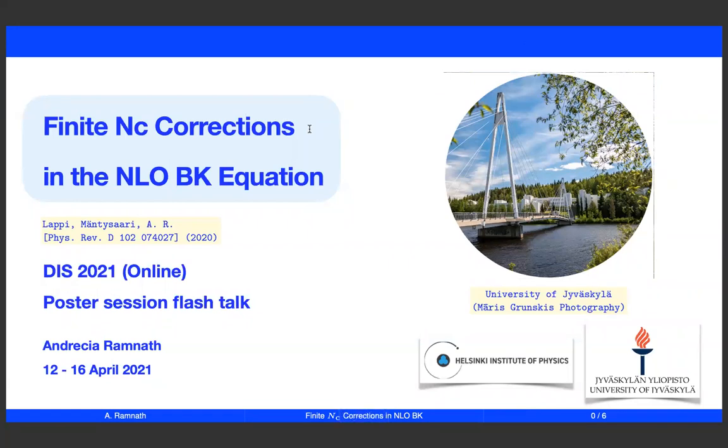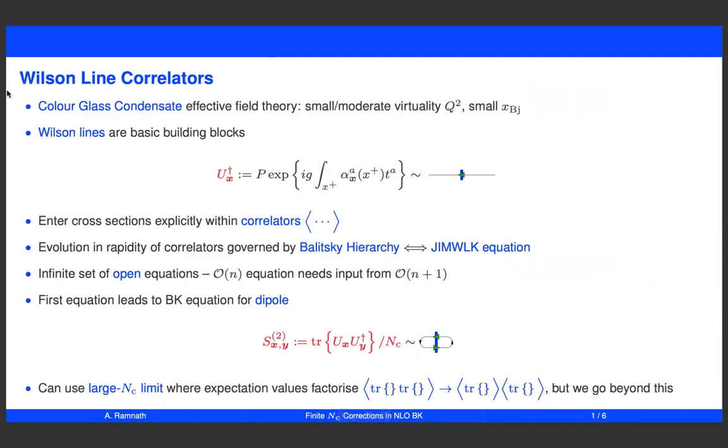Hello, I would like to tell you how we calculate the finite Nc corrections in the next to leading order Balitsky-Kovchegov equation using the Gaussian approximation. We work within the color glass condensate effective field theory, where Wilson lines are the basic building blocks. These enter cross-sections explicitly within correlators, and the evolution in rapidity of these correlators is governed by the Balitsky hierarchy, or equivalently the JIMWLK equation.